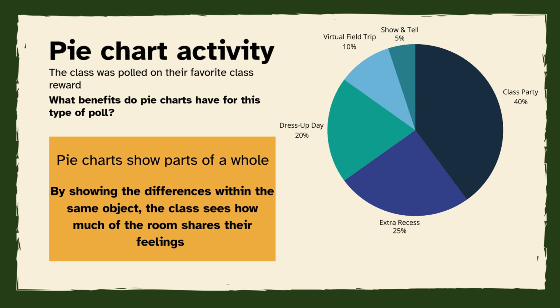In the end, the class wanted to find a way to include as many of their classmates' wishes in the reward. Having the data shown in pie chart format helped them see how their wishes fit together. Seeing the difference as parts of the whole group provided a great start for a class discussion.